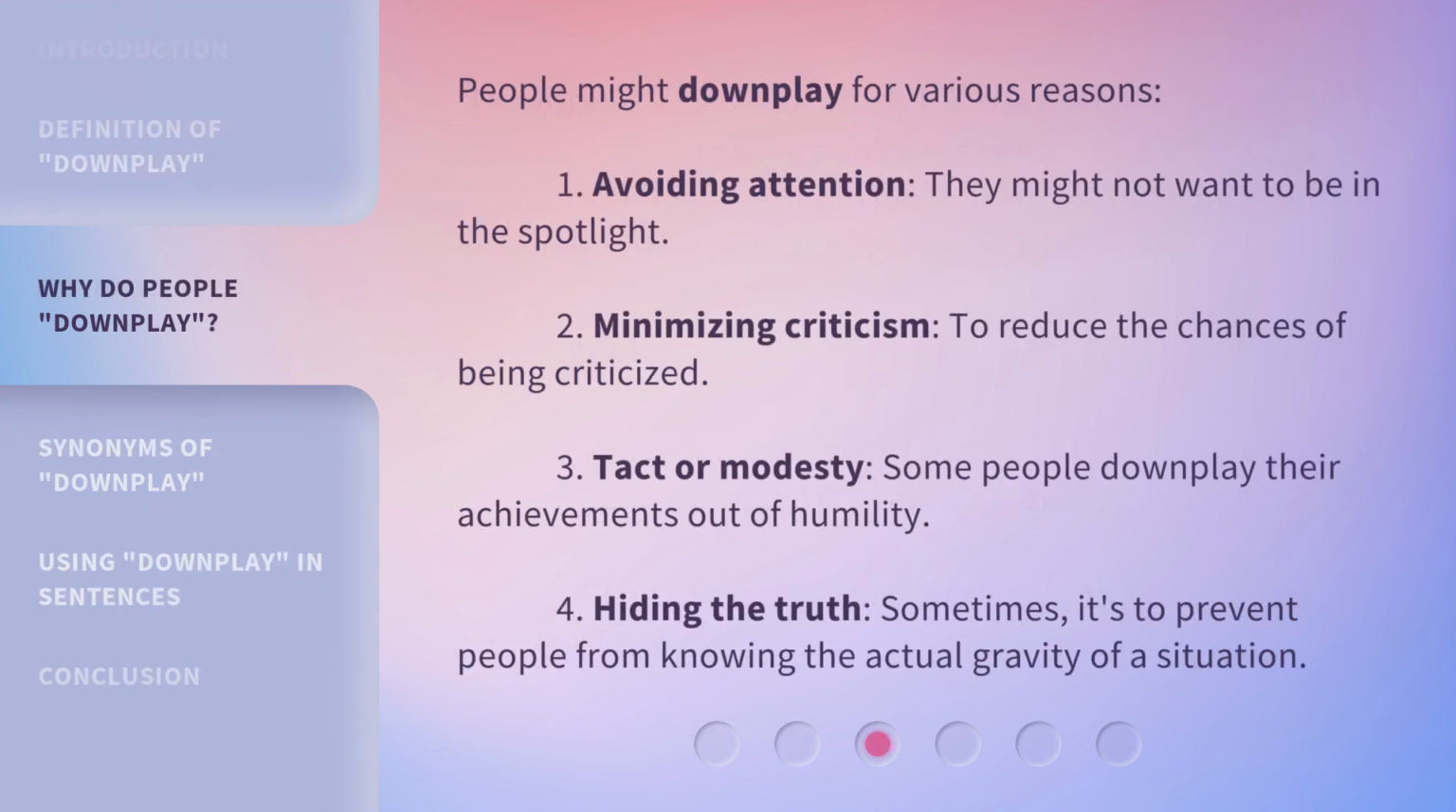People might downplay for various reasons. 1. Avoiding attention. They might not want to be in the spotlight. 2. Minimizing criticism, to reduce the chances of being criticized. 3. Tact or modesty. Some people downplay their achievements out of humility. 4. Hiding the truth. Sometimes, it's to prevent people from knowing the actual gravity of a situation.